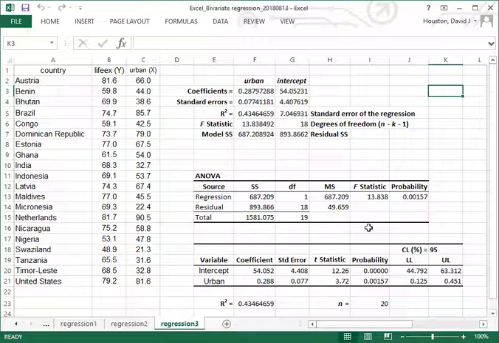Now the sample size can be found really one of two ways. One, I could have just used a count function and counted up the number of numeric values there are for either the y or the x variable. But what I did in this case is I took the total degrees of freedom and added 1 to that.